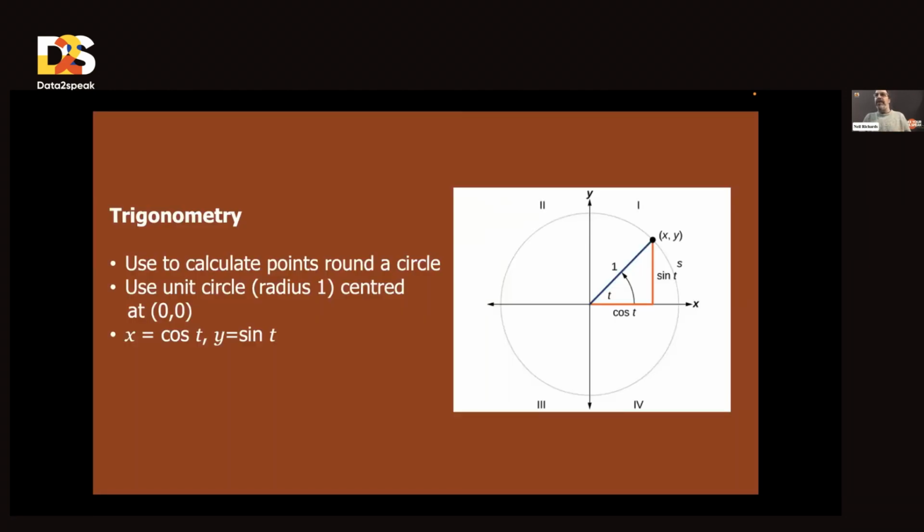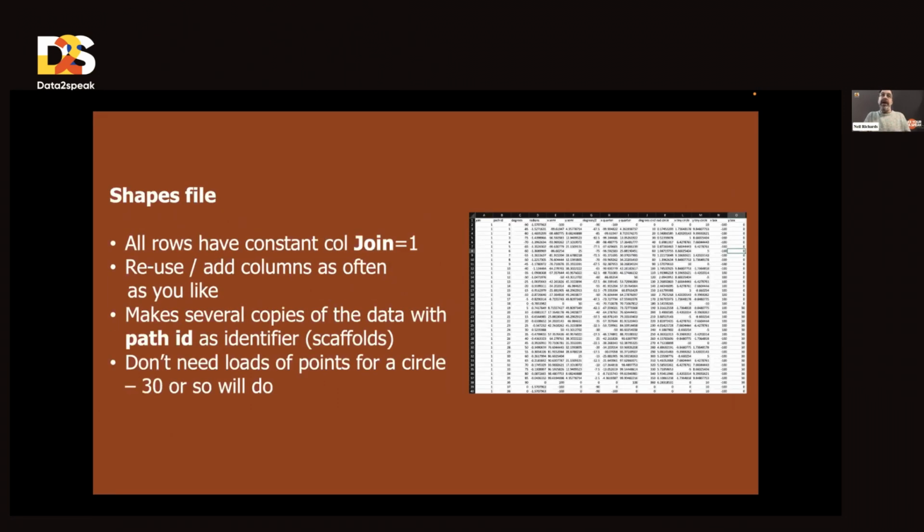So I won't go through how to do this. I've got a little bit in here, but the only thing to take from this is that everything is just a mathematical shape. So if you can go back and relearn some of your school trigonometry, that's how you're going to be able to figure it out.